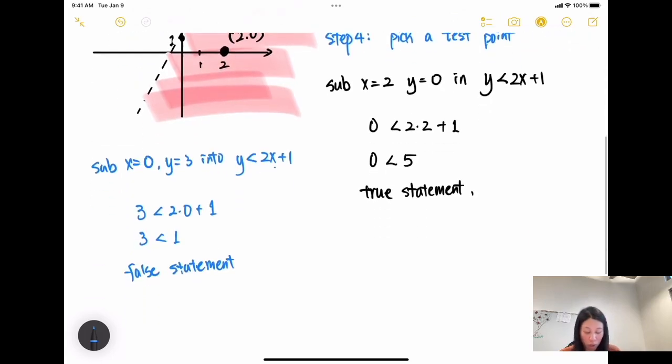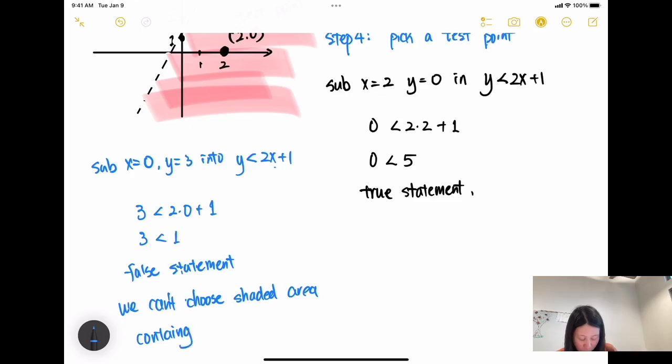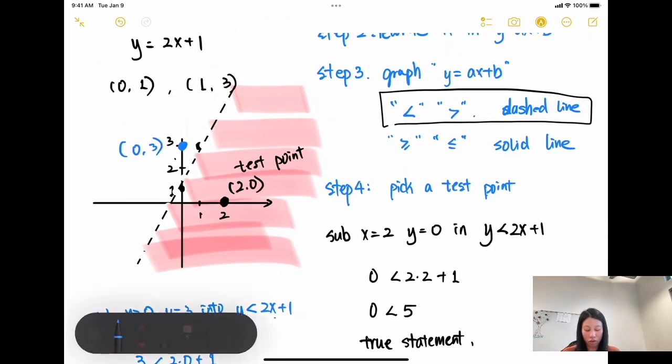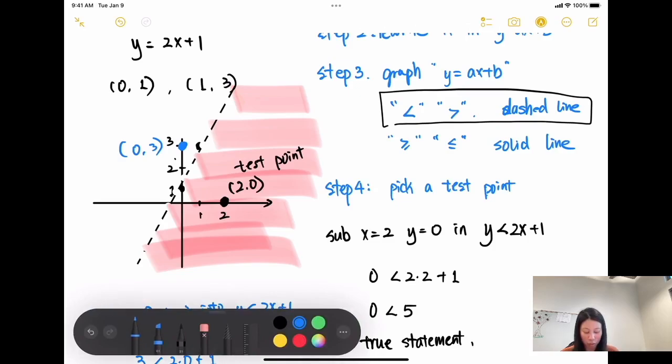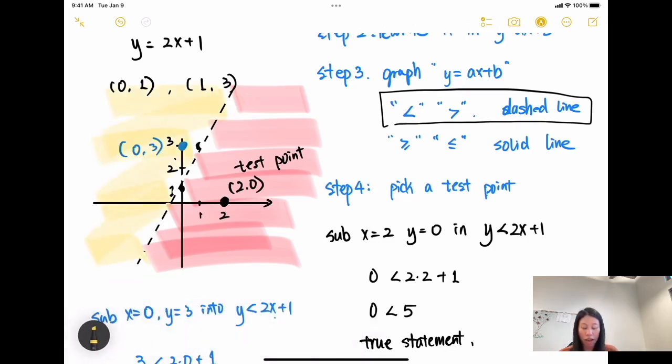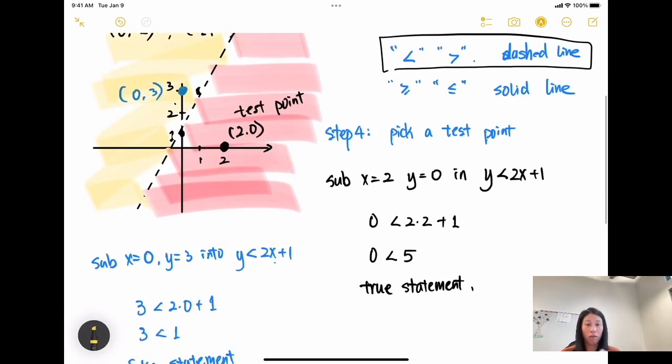So that means we cannot choose the shaded area containing the point 0 and 3. So if we cannot choose that area, the yellow area, that means we need to choose the red area. So that means no matter which test point you choose, it's okay.